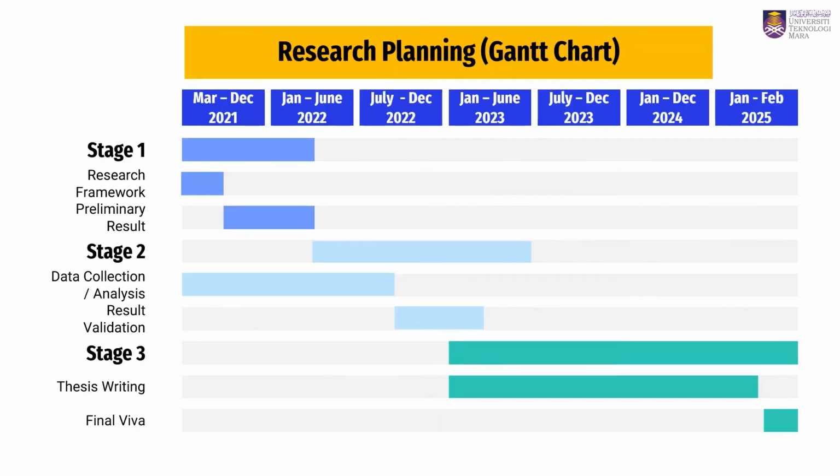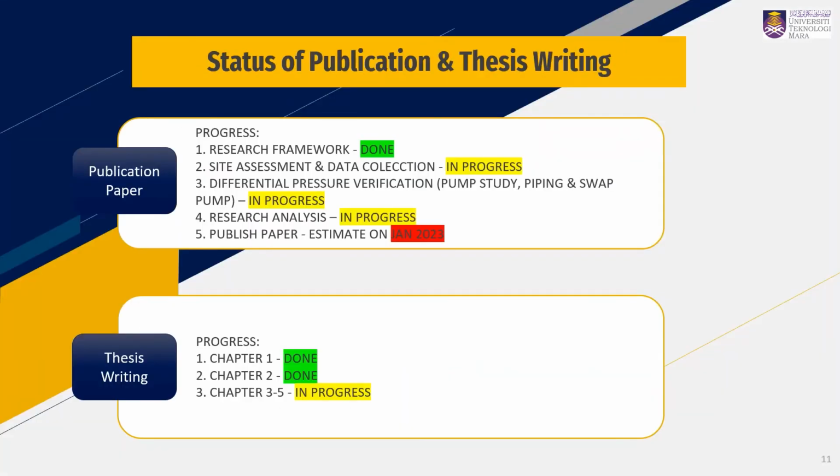This is the overall research planning. For next semester, the data will be validated accordingly. This is the status of publication, which involves the CCP study, and this study is expected to be completed by January 2023.